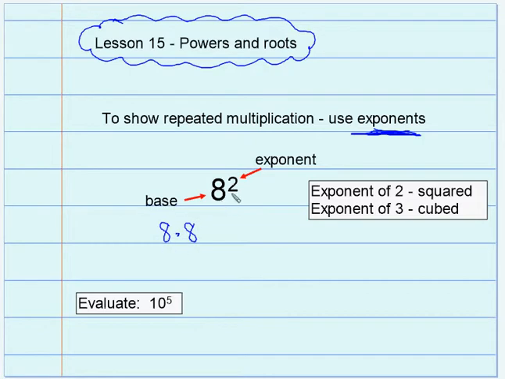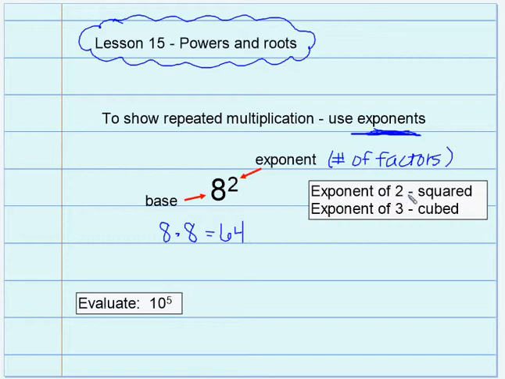The 2, or the exponent, tells us the number of factors, or the number of times the 8 shows up. So this is 8 times 8. That's twice. That's the exponent. In this case it would be 64.